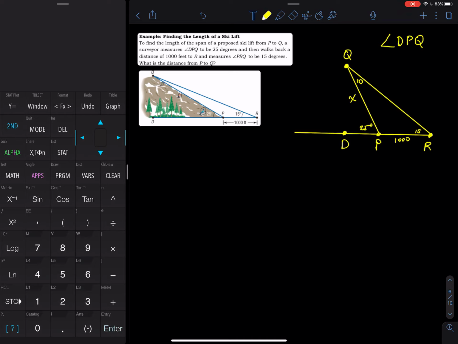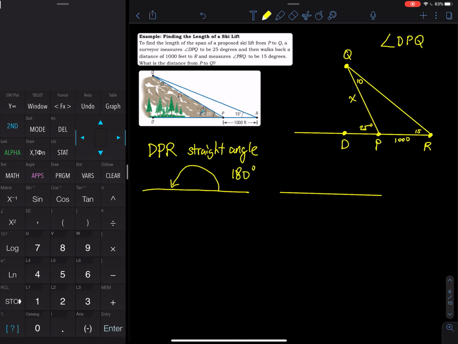All right, so first thing is look at DPR. What is the degree of DPR? DPR is a straight line, so we call that a straight angle. What is the degree measurement of a straight angle? The answer is 180 degrees. We have a straight line, and then we cut 25 degrees right here. What about the other side? This is 180 minus 25 equals 155 degrees.